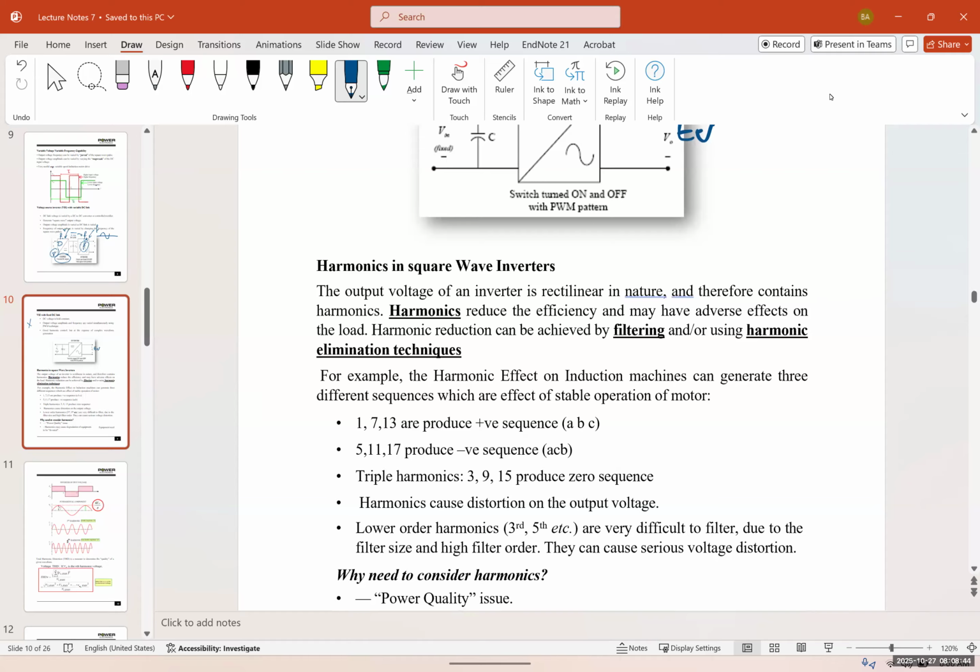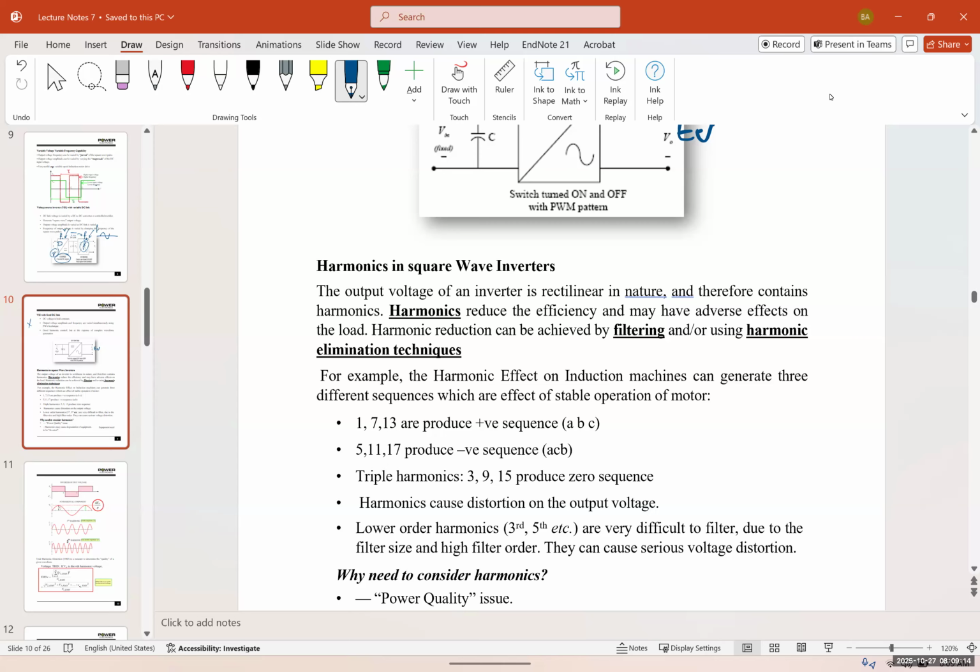Now, harmonics in a square wave inverter. The output voltage of an inverter is rectilinear in nature and therefore contains harmonics. The problem with the harmonics is that, first of all, they affect the power quality, the output quality, and therefore they affect the efficiency.